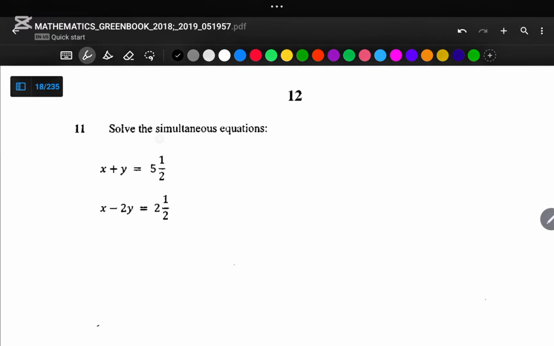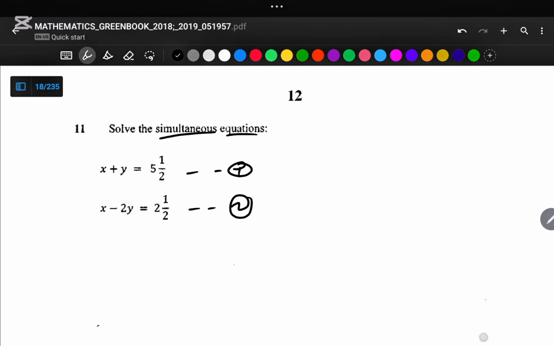So on this question, we are going to solve the simultaneous equations. We are having two simultaneous equations. This is equation number 1, and this is equation number 2. And as you can see here, we are having mixed numbers. So the first thing you need to do is to convert these mixed numbers into improper fractions.